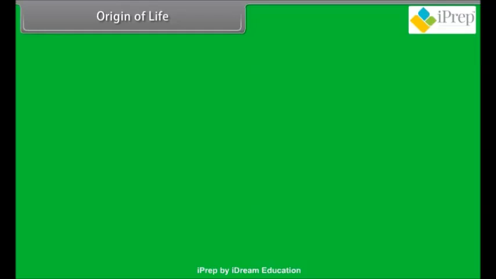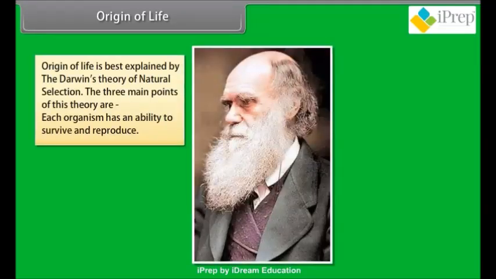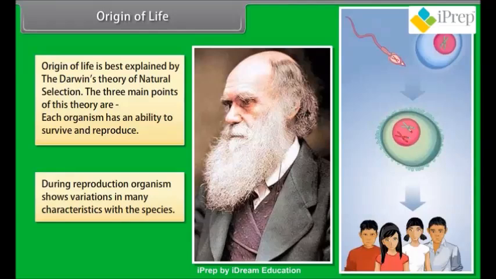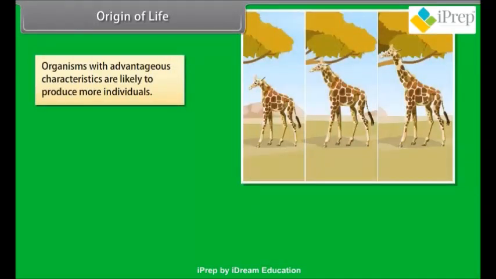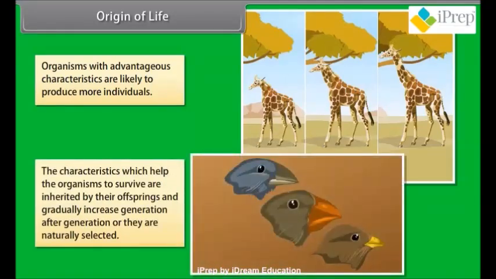Origin of life. Origin of life is best explained by Darwin's theory of natural selection. The three main points of this theory are: each organism has an ability to survive and reproduce. During reproduction, organisms show variations in many characteristics within their species. Organisms with advantageous characteristics are likely to produce more individuals. The characteristics which help the organisms to survive are inherited by their offspring and gradually increase generation after generation, or they are naturally selected.